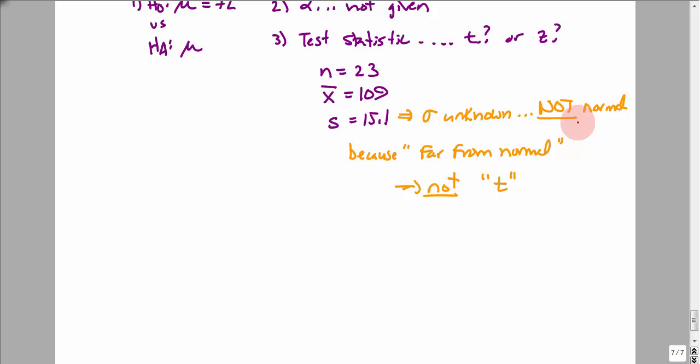So again, you need to remember, sigma is unknown. You have to eliminate the possibility of the normal distribution. And then you have to check that the underlying distribution is normal in order for me to use the T distribution.